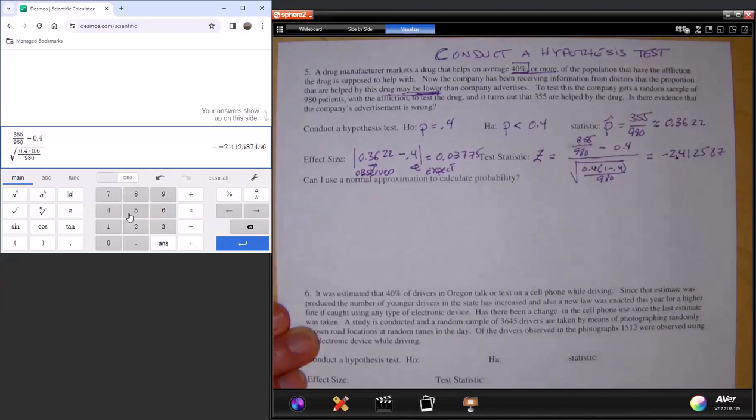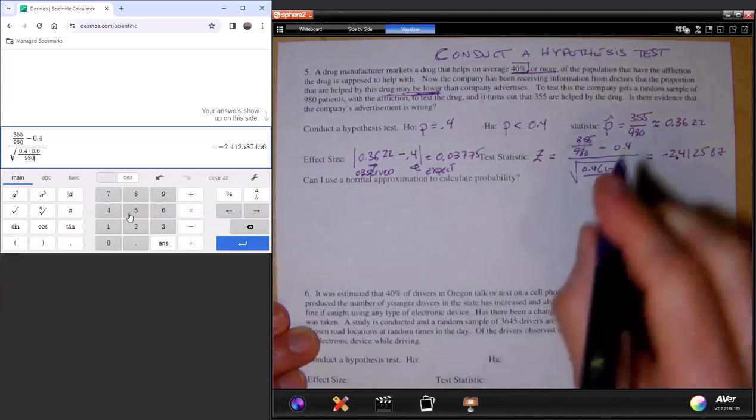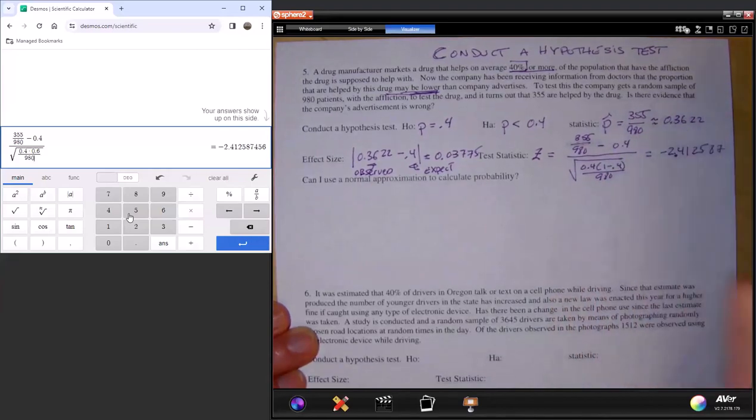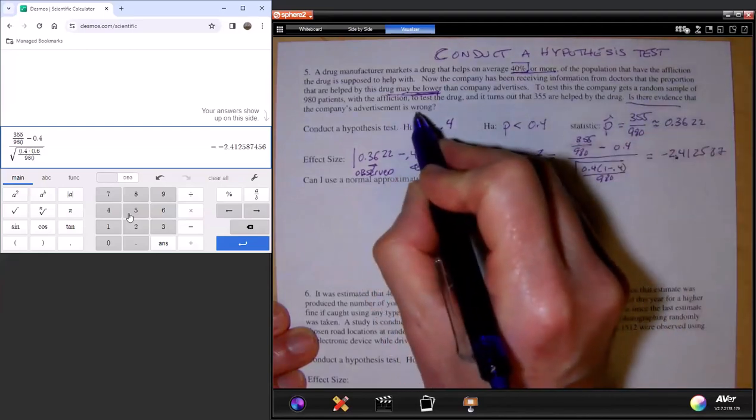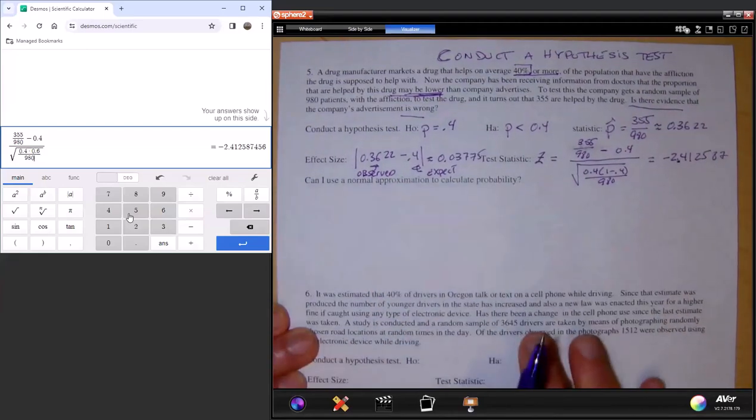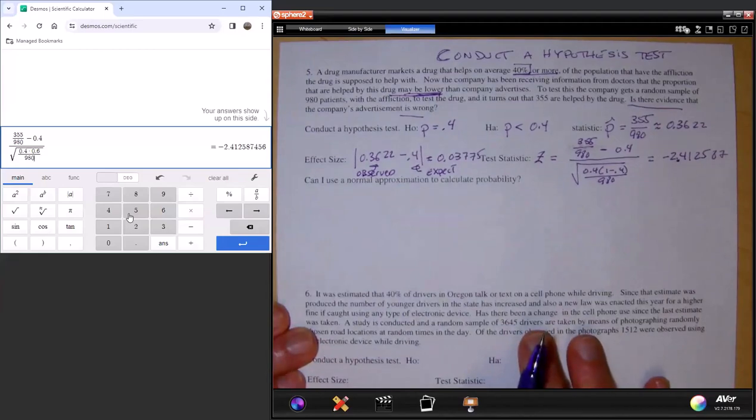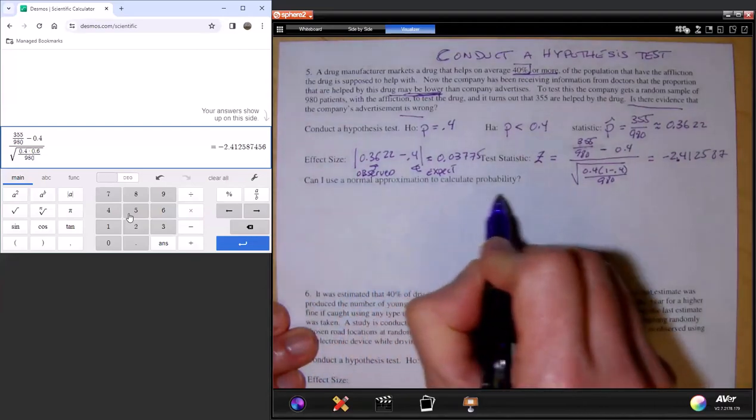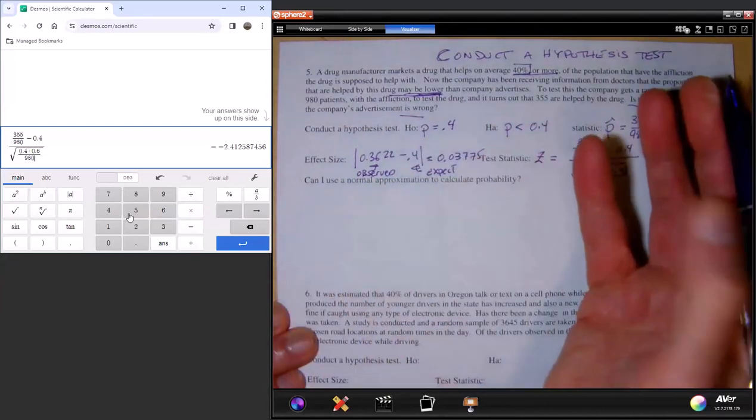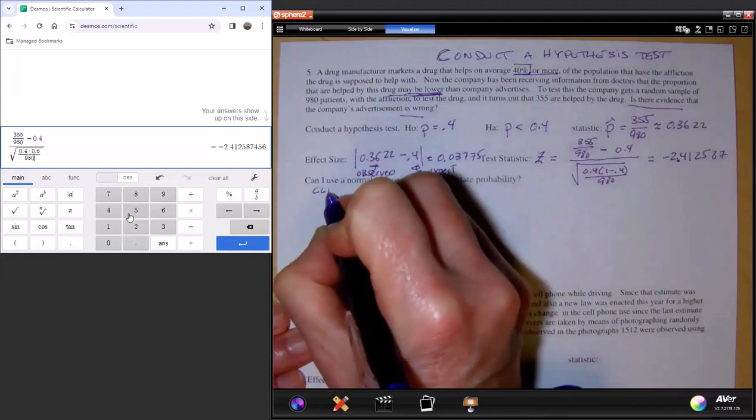Can I use a normal approximation to calculate probability? Because after all, what I'm about to calculate is a p-value. Is there evidence that the company's advertisement is incorrect? Well, the evidence is going to come in the form of chance, a probability. So let's answer this question. Can I use a normal approximation to calculate probability? Which means, can I use the central limit theorem? CLT is what we're after.